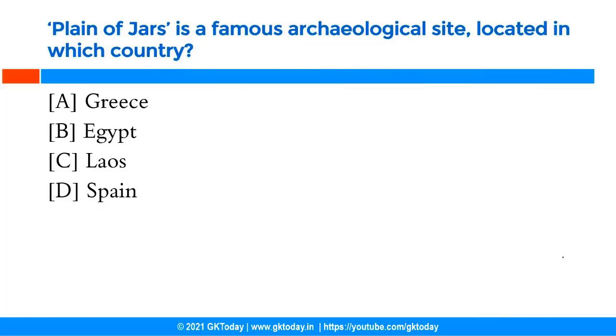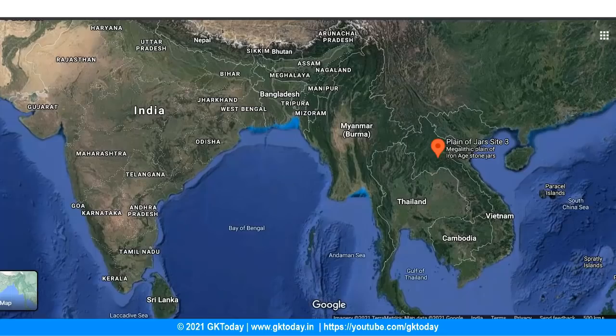Next question is, Plain of Jars is famous archaeological site located in which country? So it is a site in Laos. Laos is an Asian country. Let's have a look at its geographical location. So this is the location of Laos. So this is the location of this specific archaeological site in Laos.